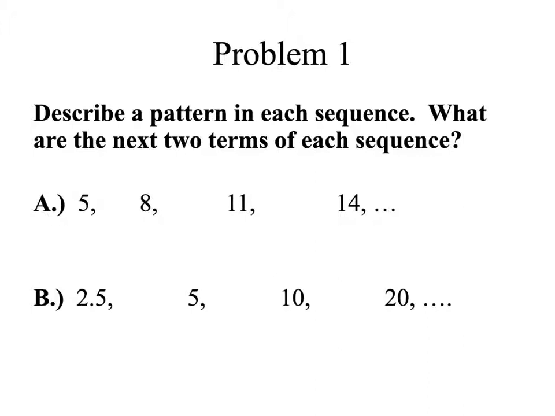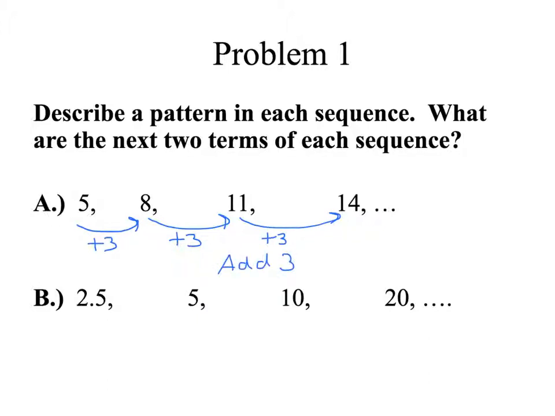Problem 1 says, describe a pattern in each sequence. What are the next two terms of each sequence? The reason these are spaced out so much is that the easiest way to do this is to figure out how you're going from 5 to 8. That was plus 3. Okay, from 8 to 11, that was plus 3. And from 11 to 14, that was plus 3. So describe a pattern: that would be add 3.